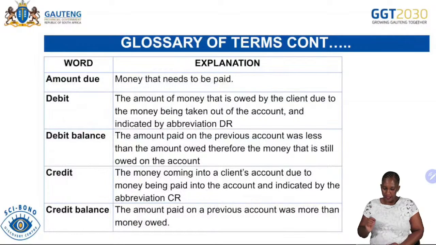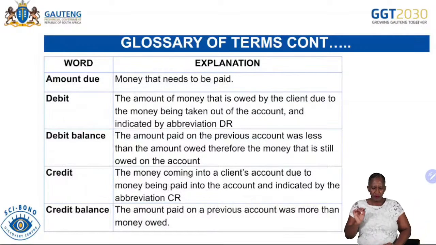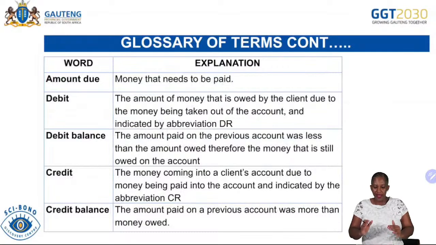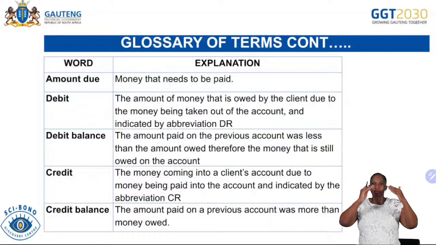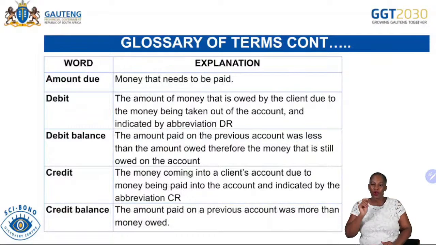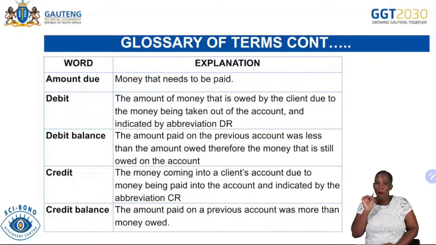So now, boys and girls, let's continue. Amount due. When you get your statement, you need to know what is the amount due. Amount due is the money that needs to be paid. So it means when they have rendered the service, they will show you at the end here, this is the amount due. This is what you are supposed to pay.